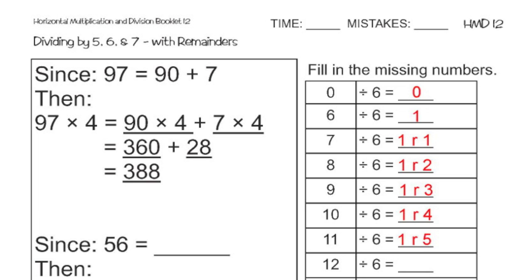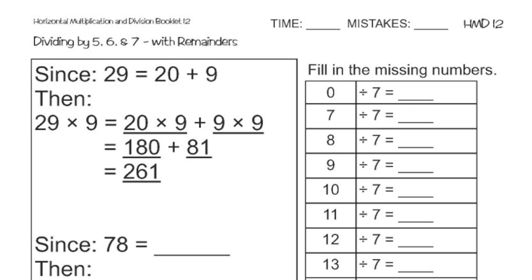Let's go ahead and move on to page number 9, dividing by 7s. Again, just fill in the missing numbers. It's the exact same pattern, so I'm just going to go ahead and show you those right there. You get 0, 1, 1R1, 1R2, 1R3, 1R4, 1R5, and 1R6. And obviously, 14 divided by 7 would be 2. The remainders, again, are always smaller than the divisors.